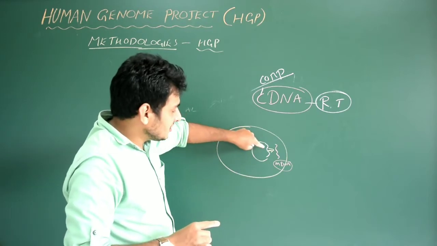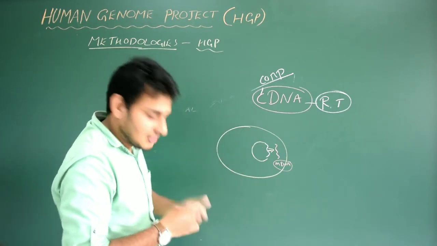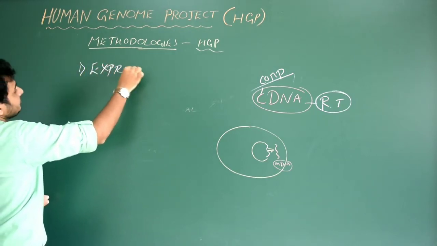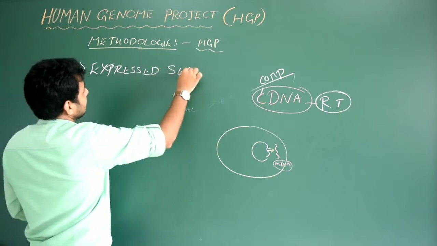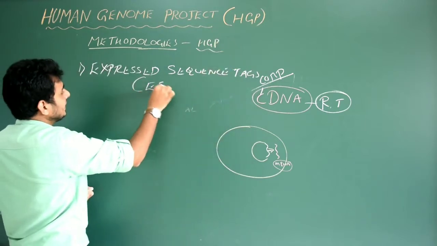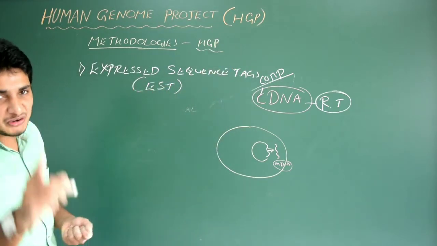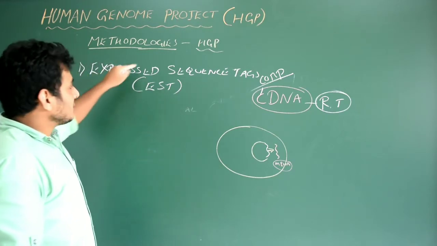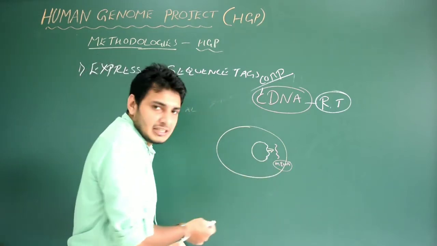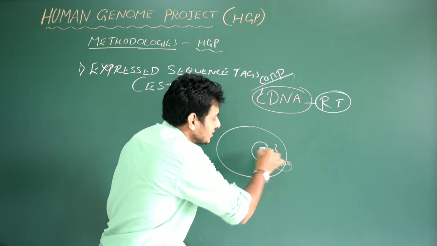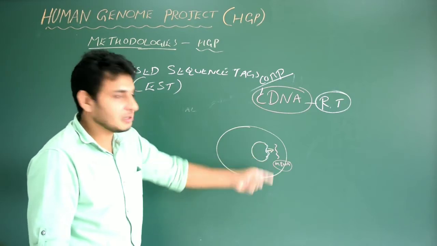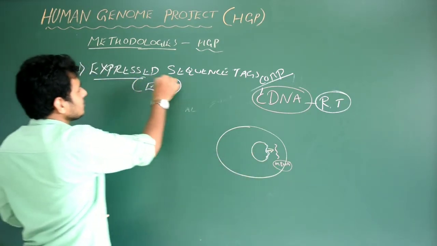If this DNA segment now produces one mRNA, then that methodology is called expressed sequence tags. It is also called EST. Very important for your competitive examination. EST, expressed sequence tags, is nothing but identifying the gene within the DNA fragment if it expresses as RNA. If the gene expresses in the form of RNA, that is nothing but mRNA in this case, then obviously it is called expressed sequence tags.